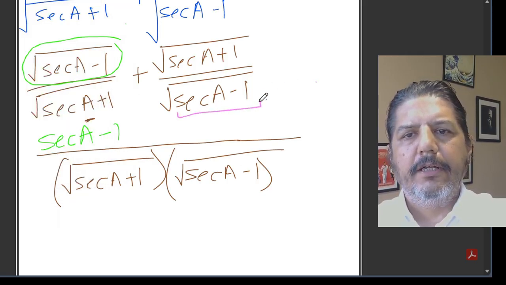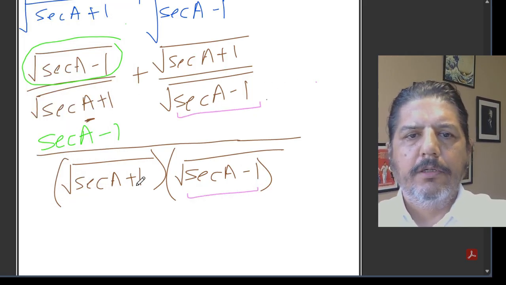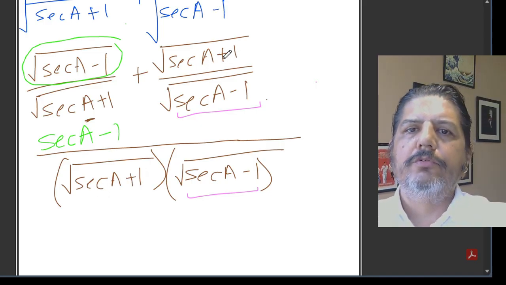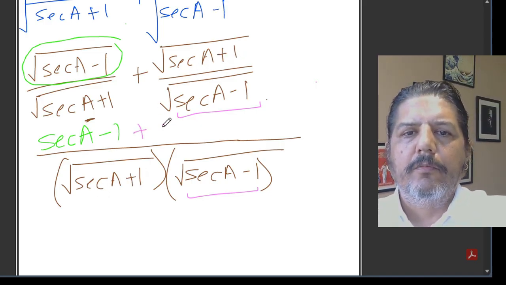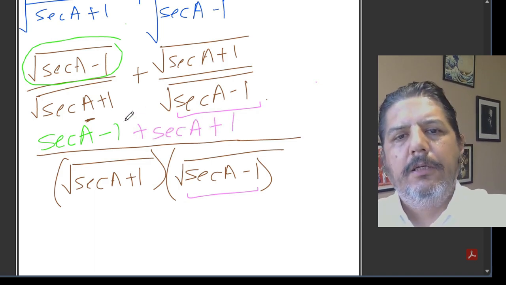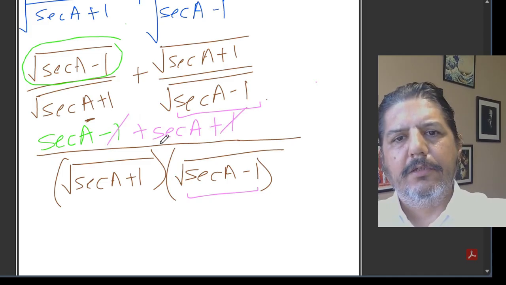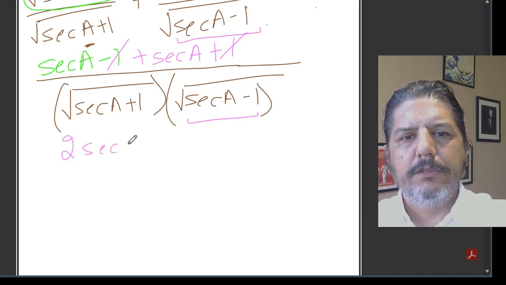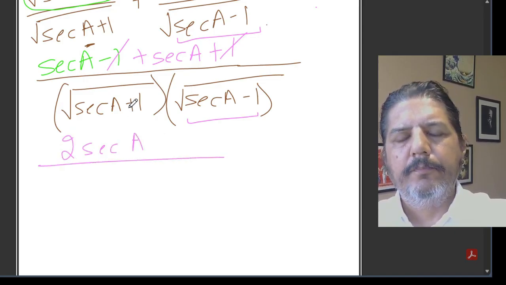So secant A minus 1, secant A minus 1. So here it will be root secant A plus 1 into root secant A plus 1. This will be again equal to secant A plus 1. Now this minus and plus will cancel, and this will be equal to secant A plus secant A. This will be equal to secant A upon.